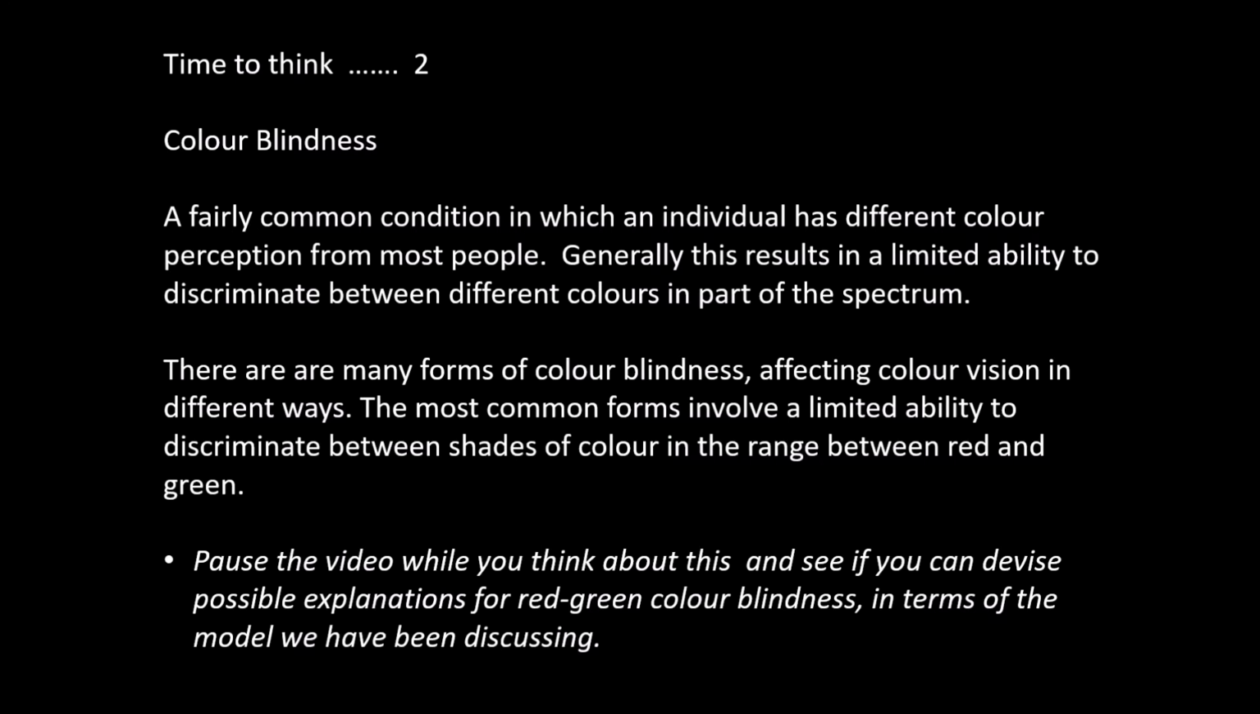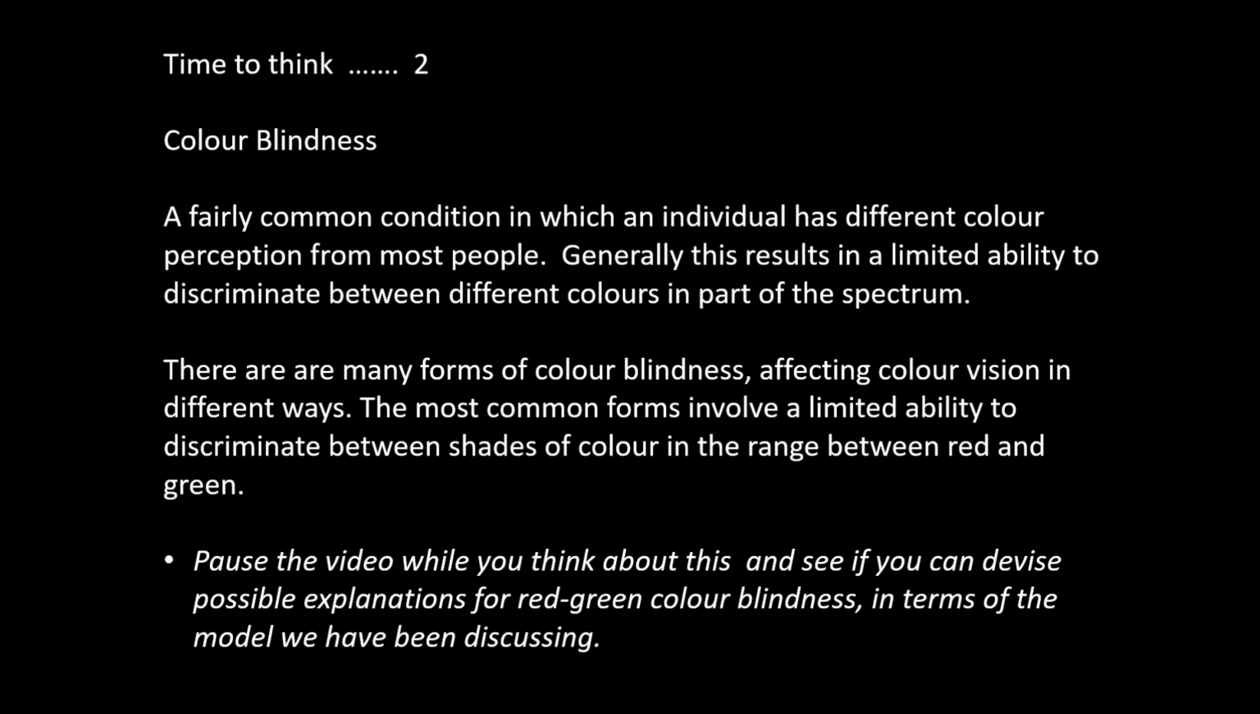Now these conditions arise as a result of mutations in the genes that encode the photoreceptor proteins. These cone cells contain light sensitive proteins, and if these proteins are altered slightly as a result of mutations in the genes that encode them, it can affect their response to light.